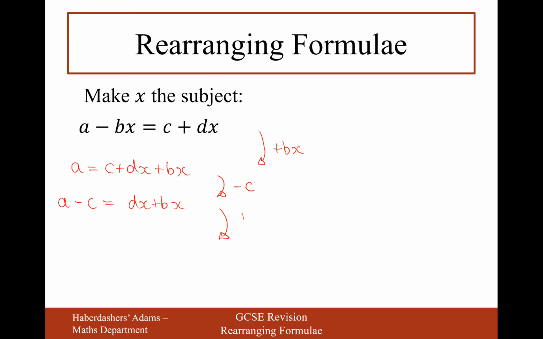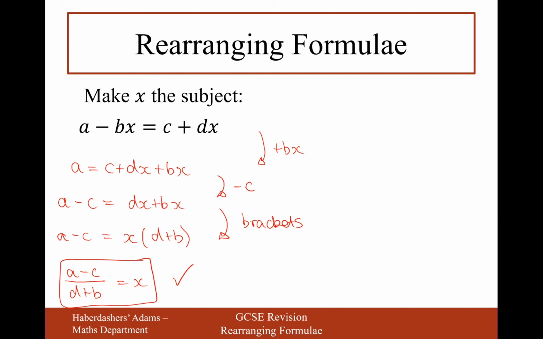The next thing I'm now going to do is factorise, because x's are all on one side and there's everything else on the other. So it's going to be a minus c equals x, and then in brackets d plus b. The final thing I need to do is now divide by the brackets, so it's a minus c over d plus b equals x. And there we are, that's the answer to this question.